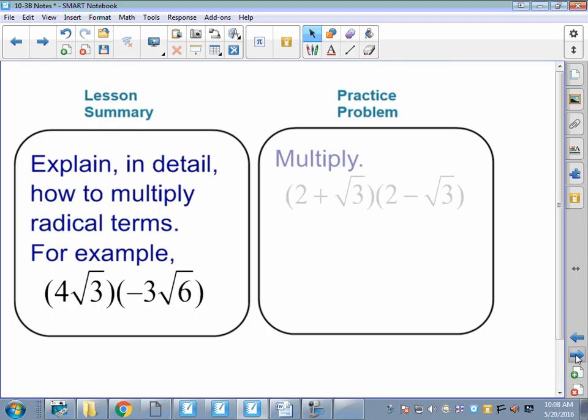And your practice problem, do that math problem. 2 plus the square root of 3 multiplied by 2 minus the square root of 3. I would be willing to bet, if you listen hard and watch closely, you're going to get a plain old number, no radicals left in your answer.